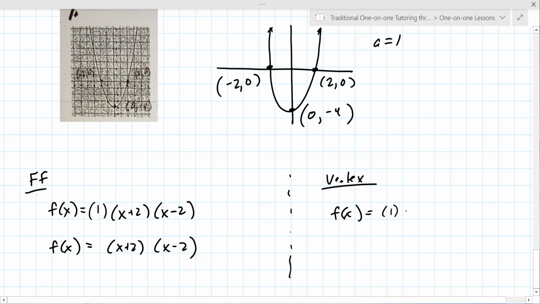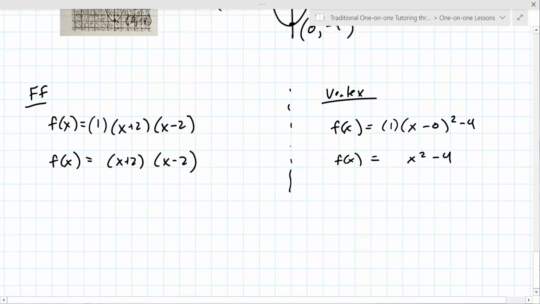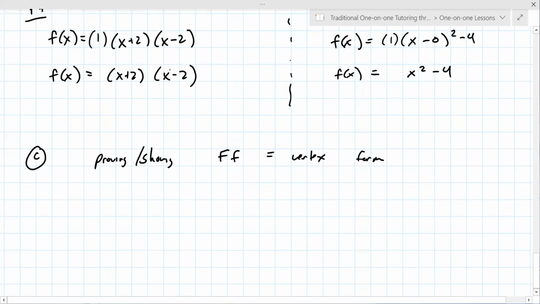What do you got here? y equals 1 parentheses x minus 0 squared minus 4. Okay, and if we pretty it up, it becomes x squared minus 4. So now this is key. Part C in all of these problems is proving, not really proving, you're showing factored form equals vertex form. And to do that, you take this one on the left and you FOIL it.